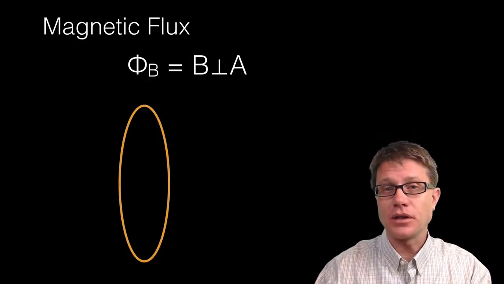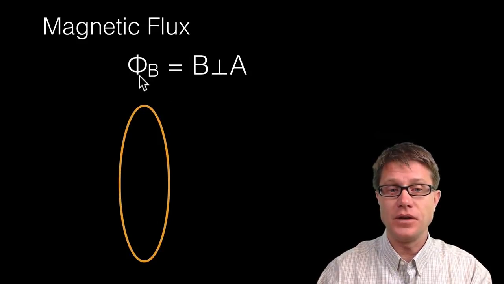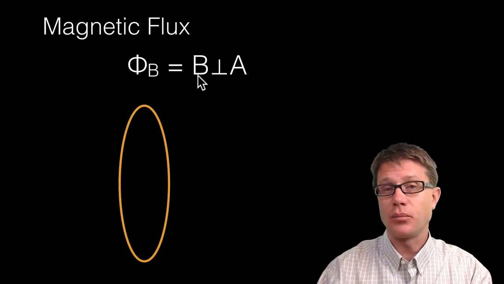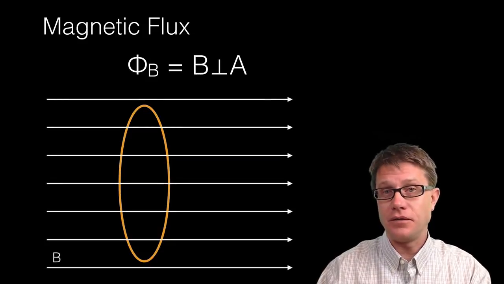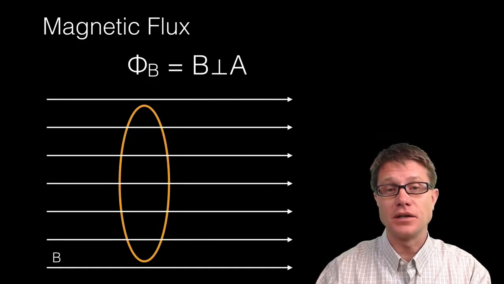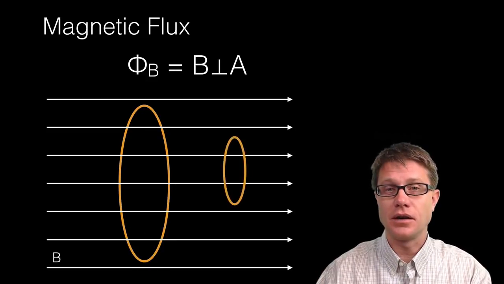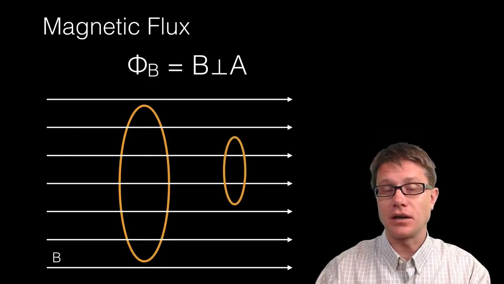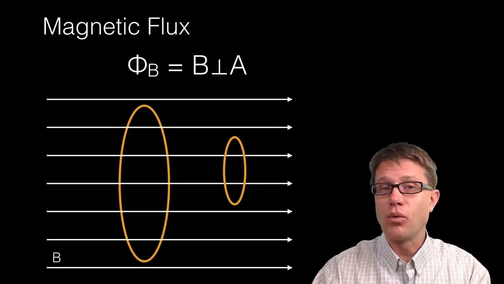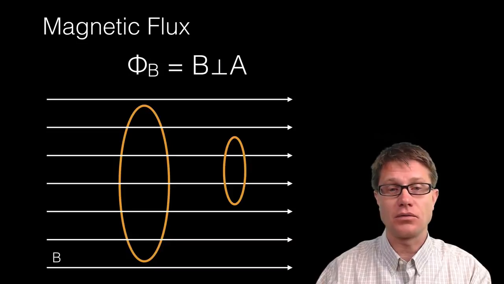And so if we look at the equation, magnetic flux, or phi sub B, is going to be a product of the magnetic field, how big that magnetic field is, times the cross-sectional area perpendicular to that magnetic field. And so if I take this wire right here and I compare it to this wire right here, which one is going to have a larger magnetic flux? It's going to be the one on the left. And the reason why is we're going to have more of those magnetic field lines go through it.